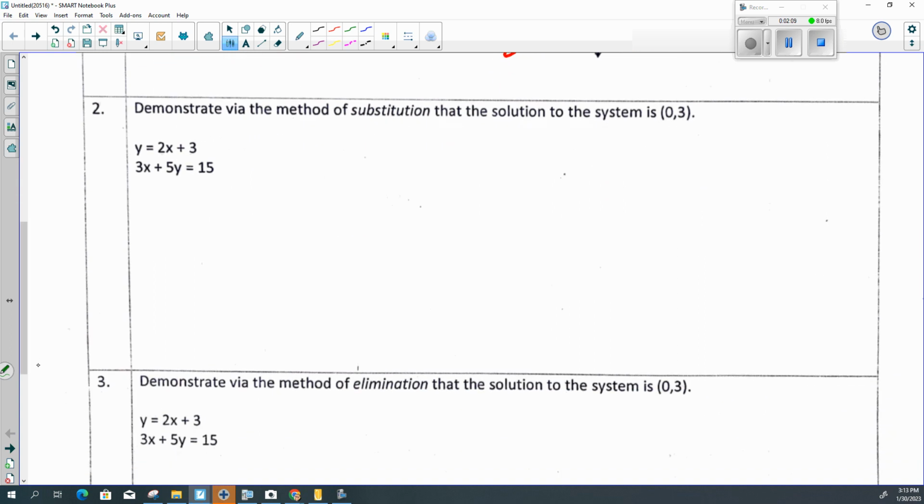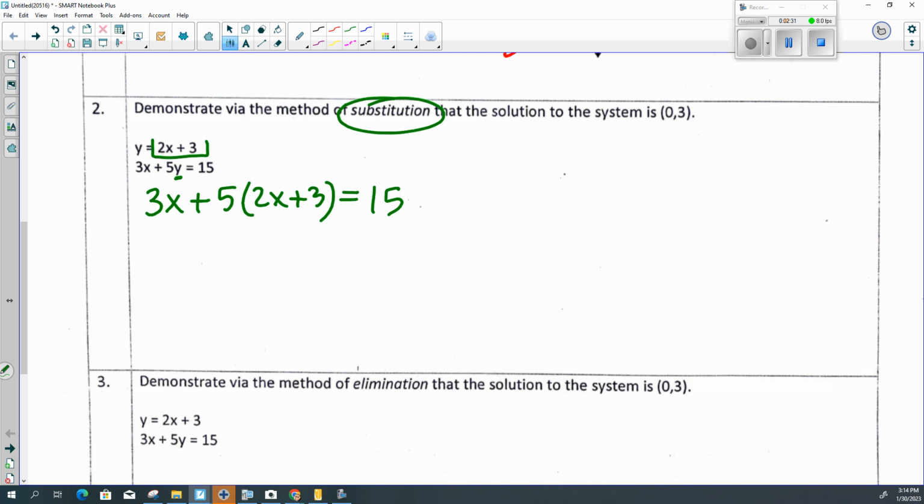Okay, same equations, but this says to use substitution. And I should get that exact thing. So step number 1 is already done. This is solved for y. So I can go ahead to step number 2, where I'm going to substitute 2x plus 3 into the other equation for y.